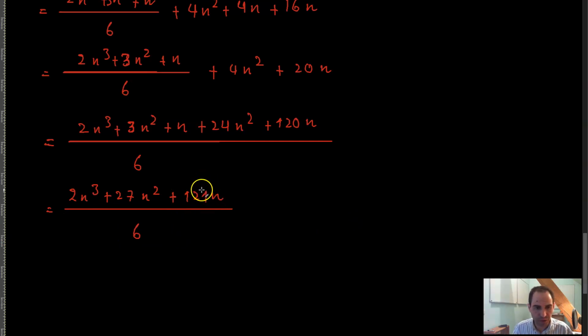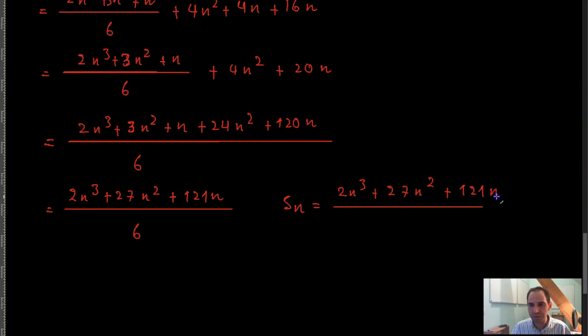121, you can divide it by 11. I think that's the only number that you can divide it by. This is divisible by 3. So you cannot simplify this any further. I suppose then S(n) is equal to (2n^3 + 27n^2 + 121n) divided by 6. Right?